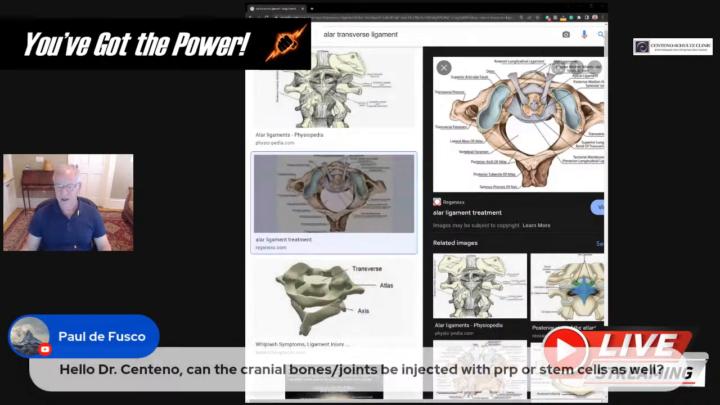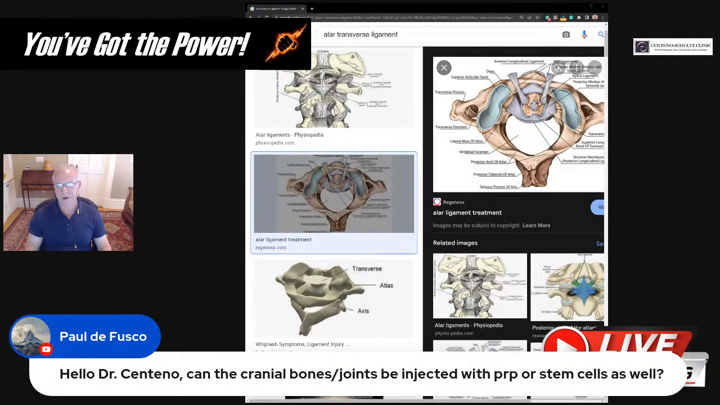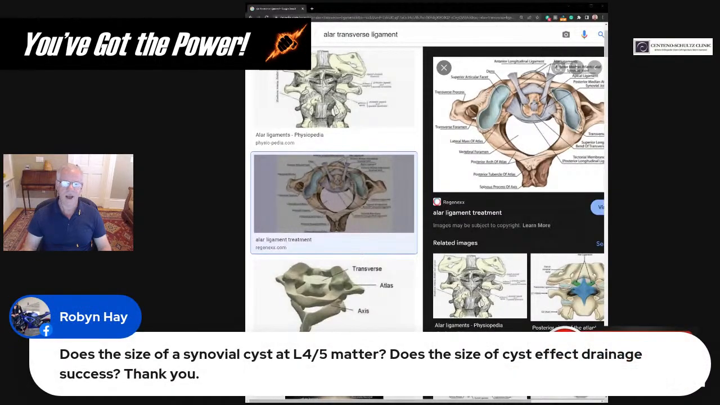Daniel, sure. Paul, hey, Alex to know, can the cranial bones joints be injected with PRP or stem cells as well? Daniel, or Paul, I'm sorry, we generally don't do that simply because there isn't really any way I can image those things and see exactly where I would need to treat. And in addition, trying to get into those little sutures would be very, very hard to do in an adult. So probably not feasible.